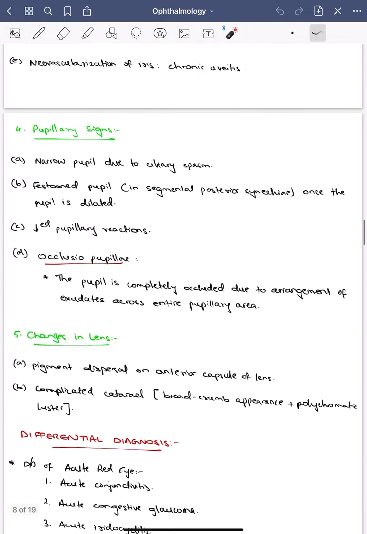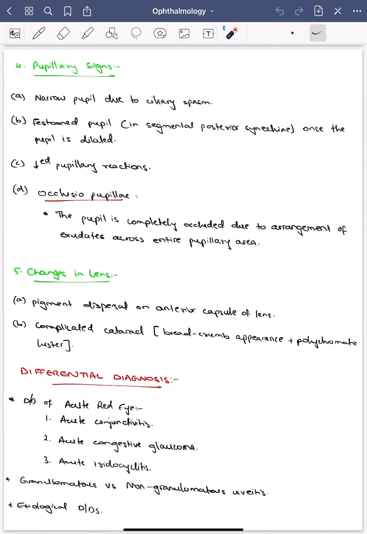Now coming to the pupillary signs, because of the toxins released due to the inflammatory process, it causes ciliary spasm, and as a result the pupil becomes narrow. So this is the first pupillary sign. Now a festooned pupil is seen in segmental posterior synechiae once the pupil is dilated. So for segmental posterior synechiae, we've mentioned that these are basically the adhesions at certain points.